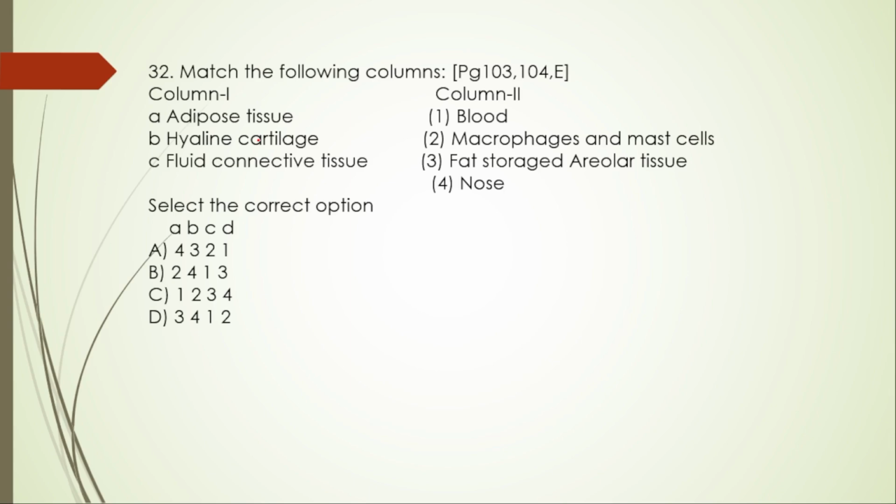Next, match the following column 1 with column 2. Here tissues are given. Adipose tissue is a fat storage tissue, isn't it? Hyaline cartilage is present where? In the nose. Fluid connective tissue, just now we discussed, the example is blood. So A is 3. So the right option is option D.